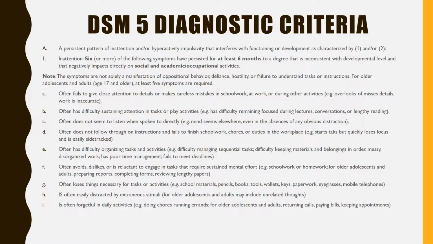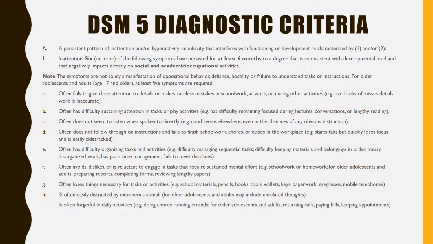So when we talk about a client that presents with what looks like ADHD, there's a couple of things that we have to keep in mind. If you look at Roman numeral 1 under the A on the slideshow, I've bolded a couple of key factors that come into play when diagnosing ADHD. So for the inattentive type, 6 or more of the following symptoms have to have been there for at least 6 months, to the degree that is inconsistent with developmental level and that negatively impacts directly on social and academic activities. So what does that mean?